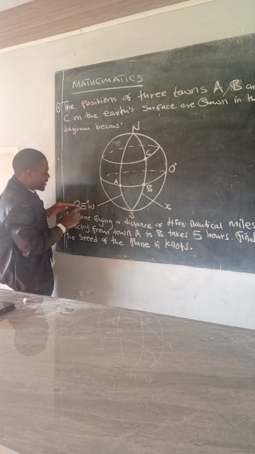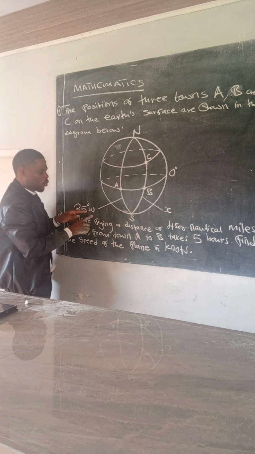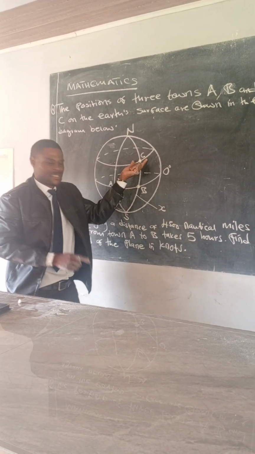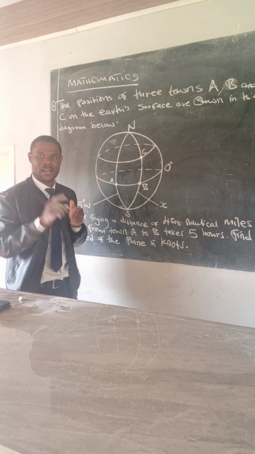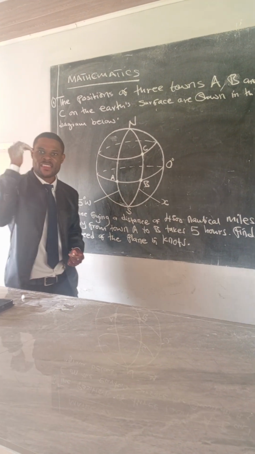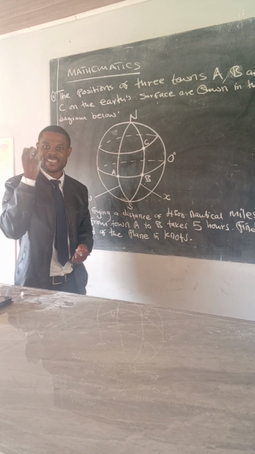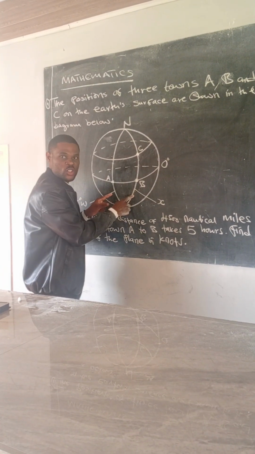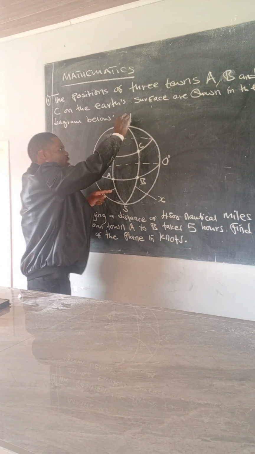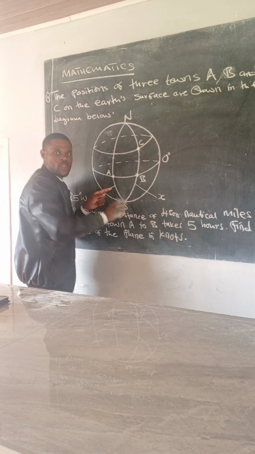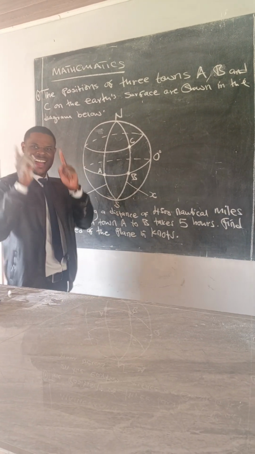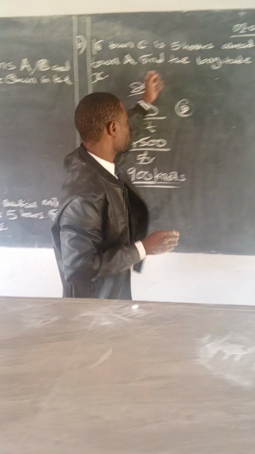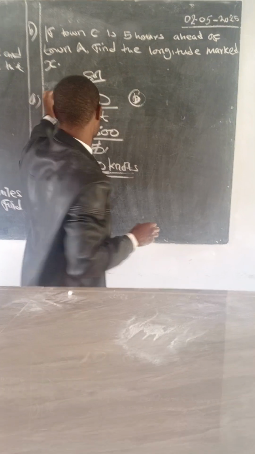Then the longitude at town A is 25 degrees west, but the longitude at point C is what? X degrees. And remember, we just use the longitudes to calculate time. Always, things to do with time, we use the longitudes. The lines which run from the North Pole to the South Pole are called the longitudes. Those are the lines we use when calculating time. So how are we going to calculate the longitude marked X?